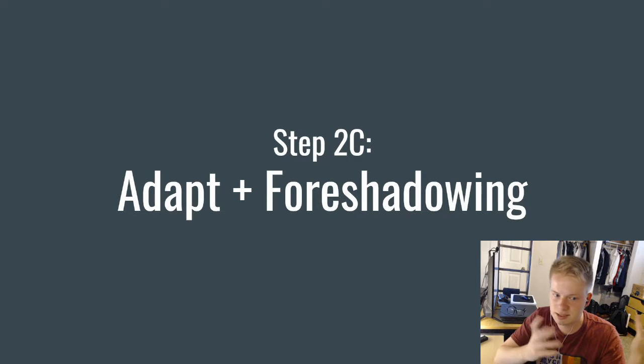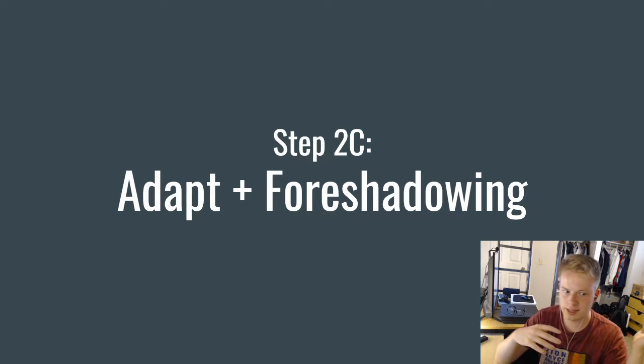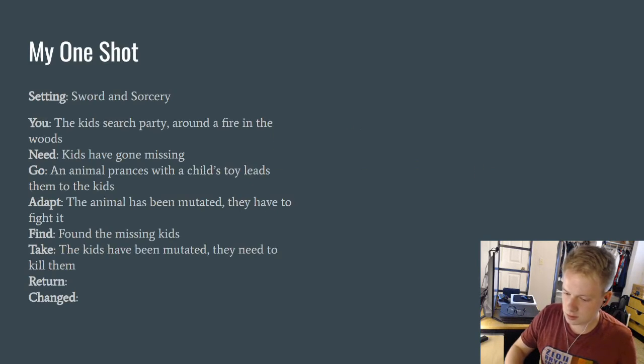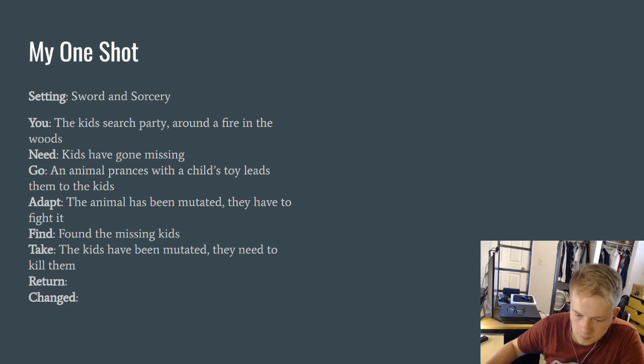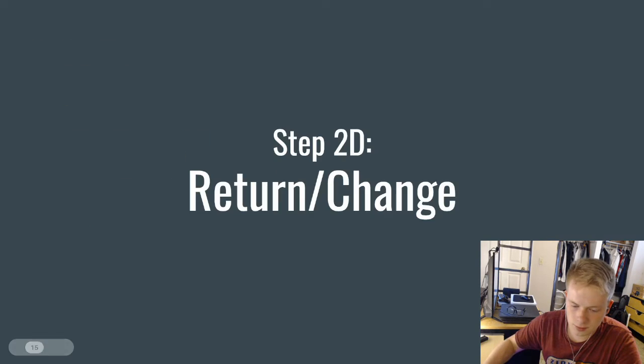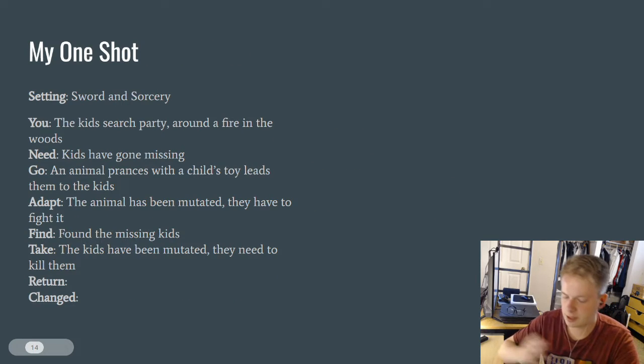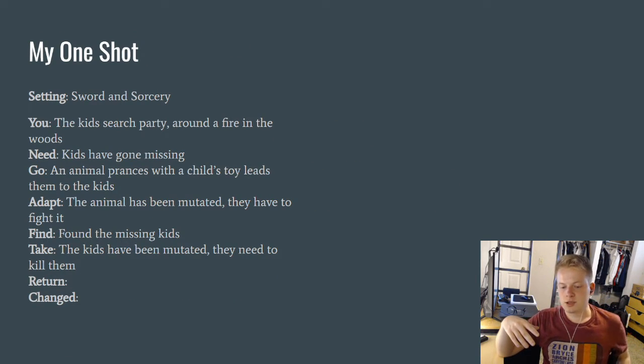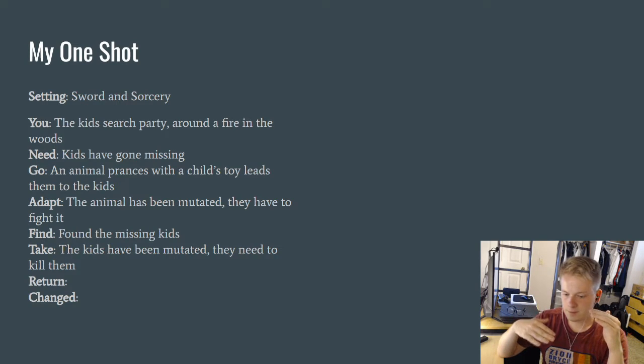And they'd seen this crazy deer thing that they had to kill that was more powerful than they expected. And now they're seeing signs of other scary things that happened in here. Maybe there's research notes and things that are, once again, foreshadowing the eventual twist, which is that the kids they're looking for are actually going to try to kill them. And that they have to kill them first. So, let's go ahead and do that, right? Adapt. The animal has been mutated, so they have to fight it. Alright, I don't think I can adjust it from here, but that's okay. So now we're starting to get our outline, right?